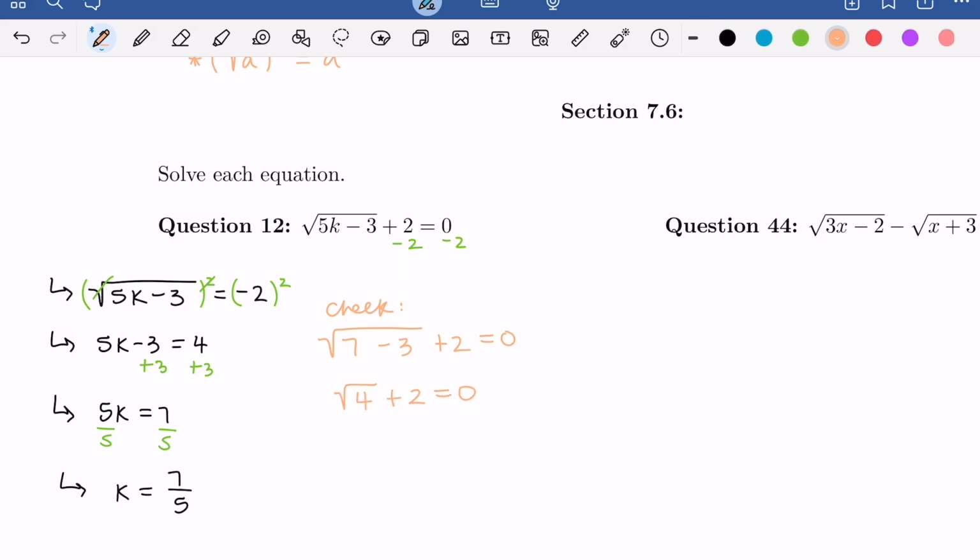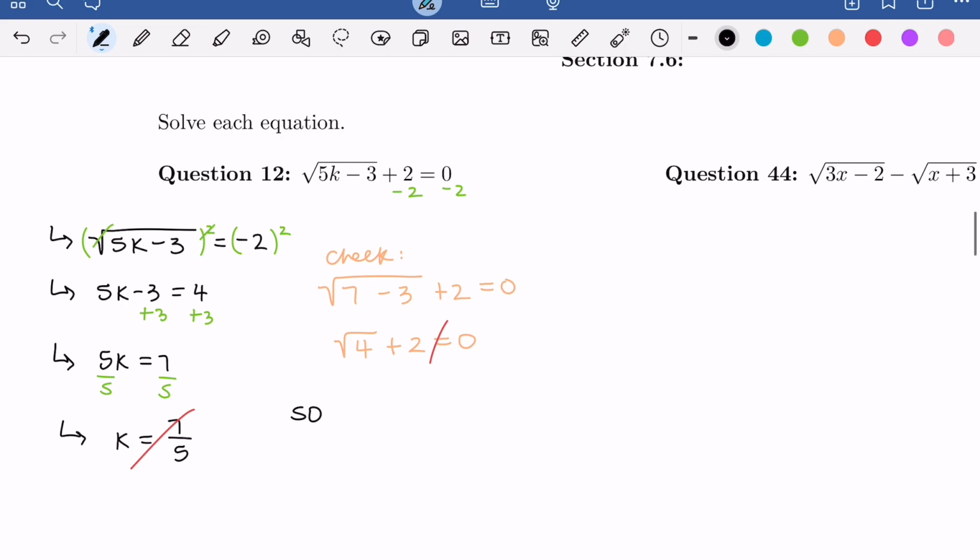and this is not true. So this actually is not a solution. So in this case, our solution set is going to be the empty set. We don't have a solution for this guy.